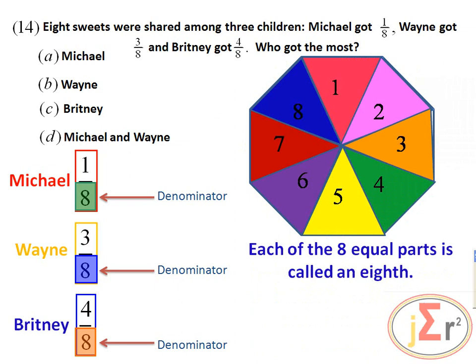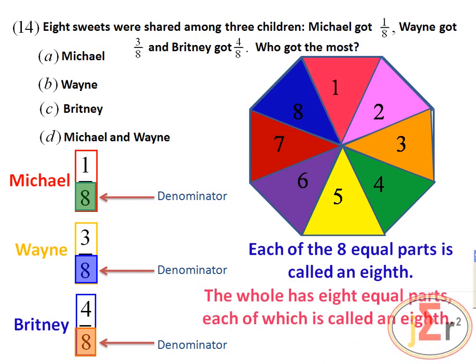Each of the 8 equal parts is called an eighth. Each one is called an eighth. So 1/8, there's another one. Each part is called an eighth. The whole has 8 equal parts, each of which is called an eighth. It therefore has 8 eighths. So there are how many eighths in a whole? 8 eighths. Right, there are 8 eighths in a whole.